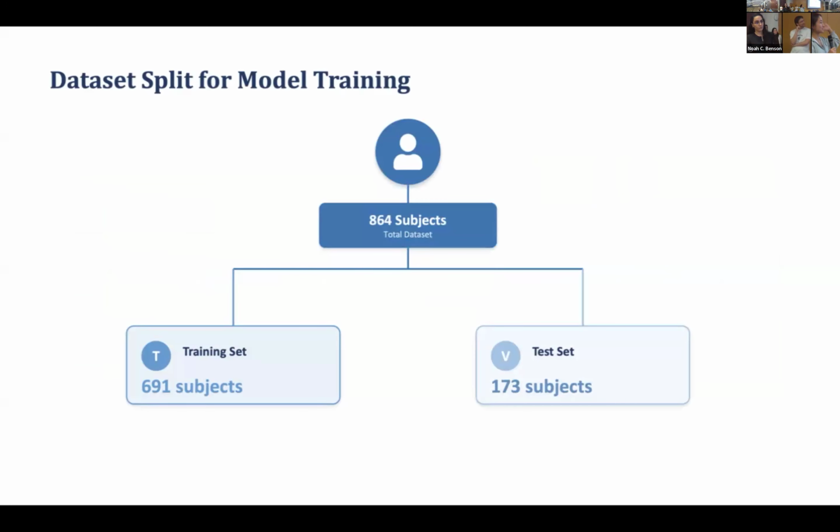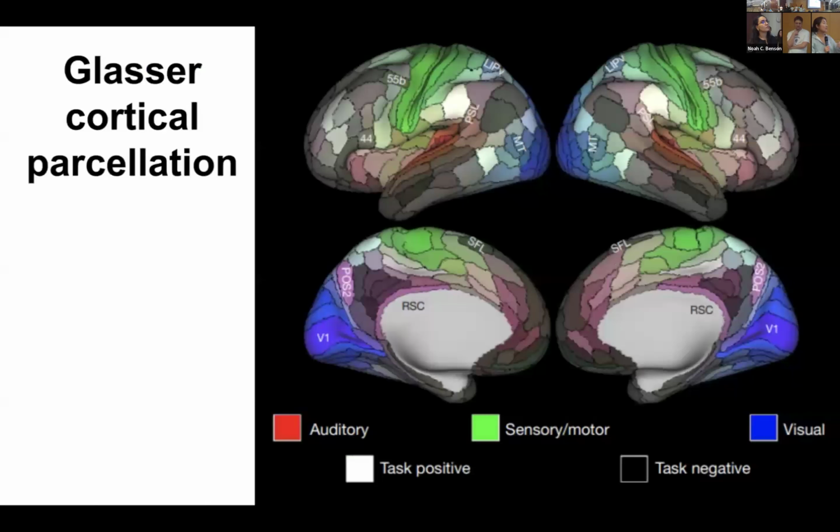We took the subjects and split them into a training and test set, and we first had to validate that all of the participants we actually used for our modeling had both diffusion data and the task fMRI data from this particular task. So that was the first set of screening. And then what did we use? We used Glasser because HCP kind of made it, so we had to.